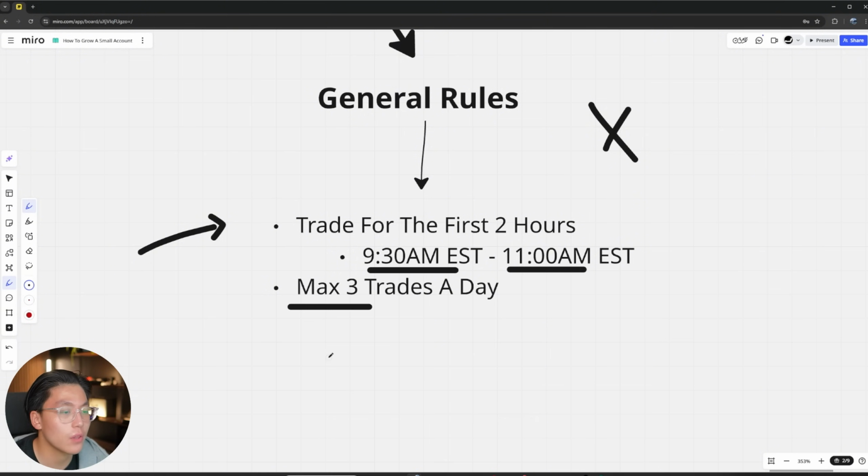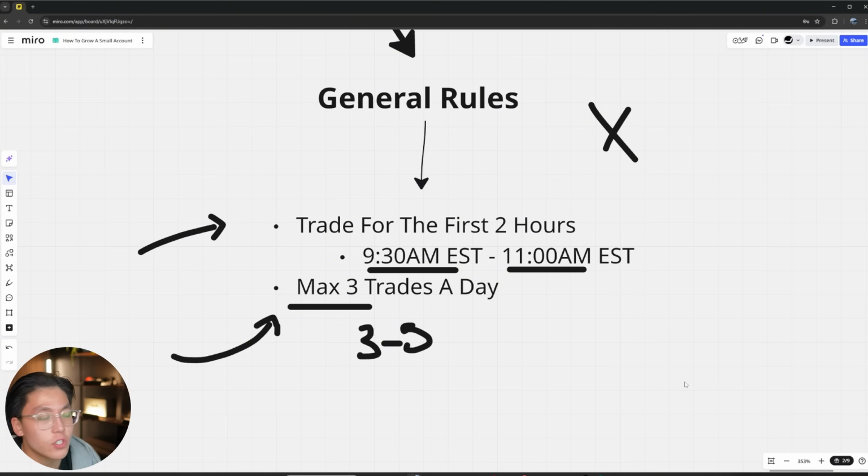Next, max 3 trades per day. When you first start out trading, you technically should be taking as many trades as possible to gain experience. But if you already have experience, generally speaking, you'll only see a max amount of trades being 1 to 3 trades a day. Of course, as I mentioned, there's exceptions to the rule. If the markets are more volatile, you can look to 3 to 5 trades a day, but really no more than 5 trades you should be taking on a day-to-day basis.